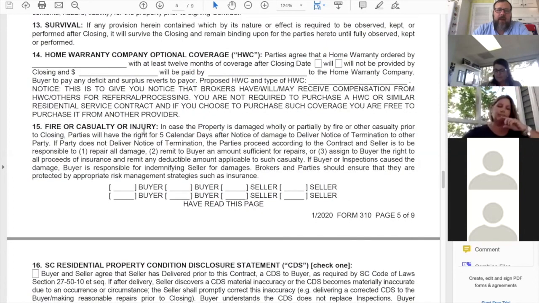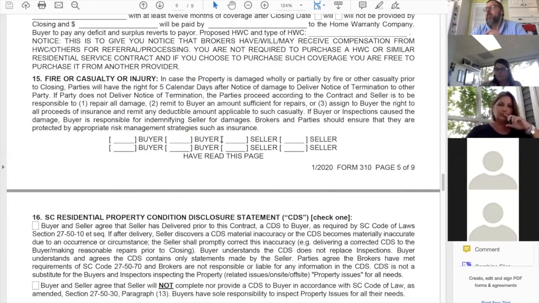Home warranty: what company, who's going to pay for it, how much it'll be. Fire, injury or casualty basically says if the property is damaged by any act of God while it's under contract, we can renegotiate the contract. The buyer can still buy it as is, or they can also buy it and the seller remits any payments from insurance to the buyer to do the repairs themselves.